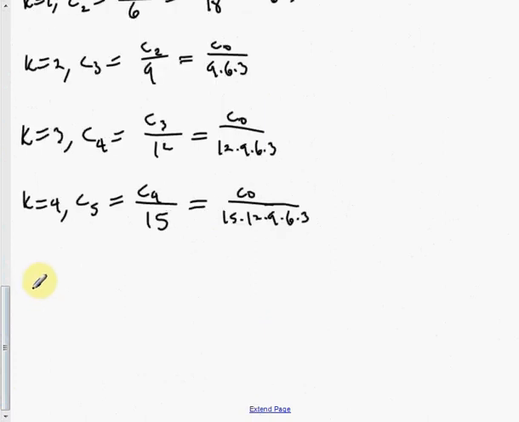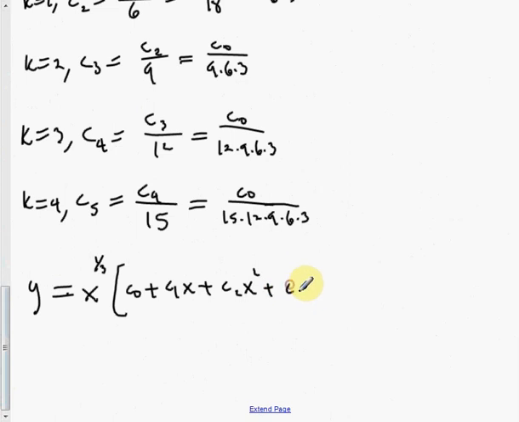So then we write this solution as y is equal to x to the 1/3. You can't forget that, because that was important, that index, times c naught plus c sub 1 times x plus c sub 2 times x squared plus c sub 3 times x to the 3rd, and so on. Now we plug in those values.